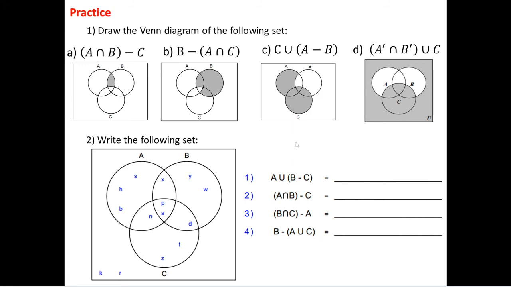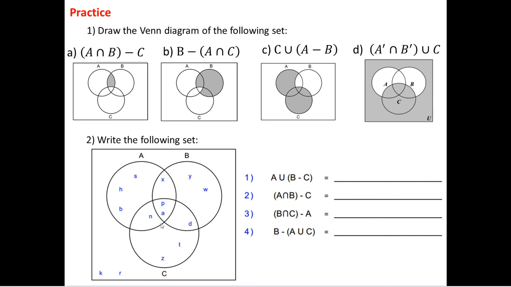Now for our last practice problem, write the following sets indicated. Look at the Venn diagram given. Our universal set is everything inside the square or the rectangle. And we have three sets, sets A, B, and C. Number one, what is A union B minus C? What are the elements of the set A union B minus C? So give the set which has the elements of A union B minus C.